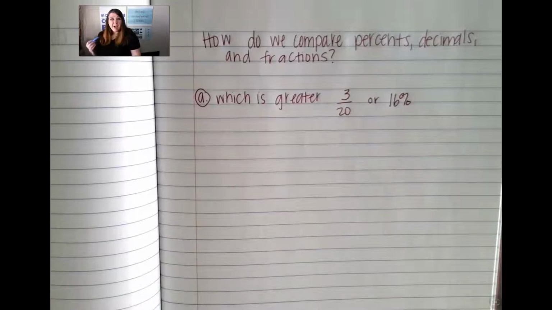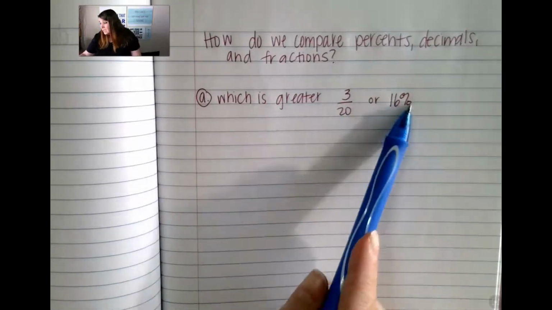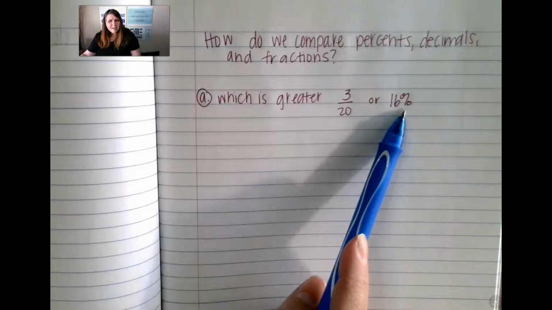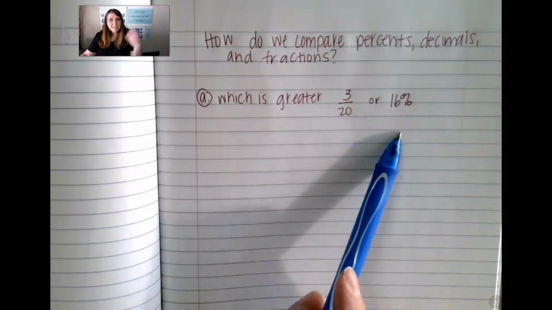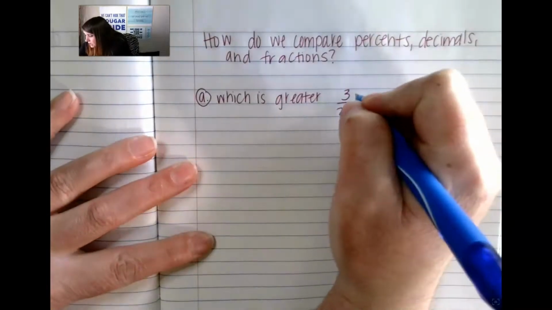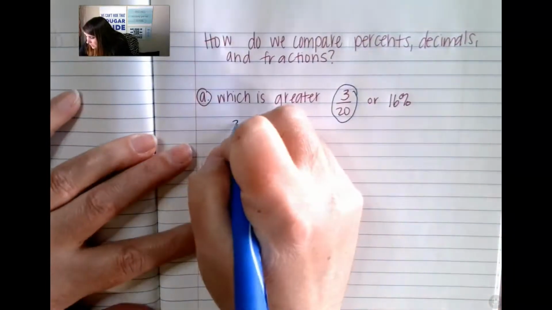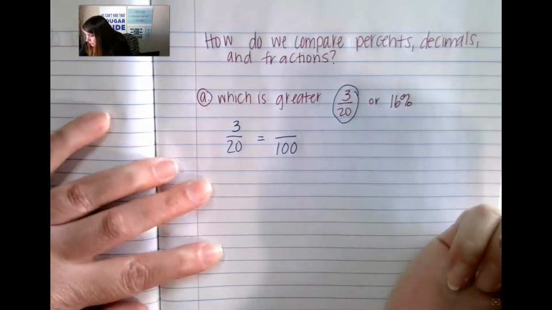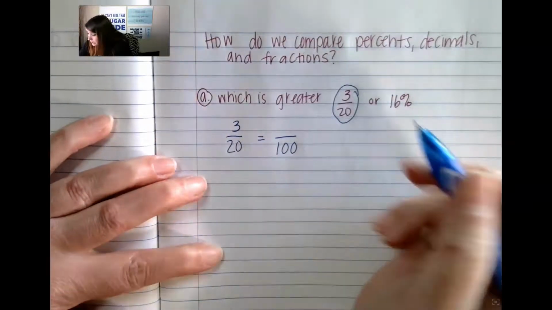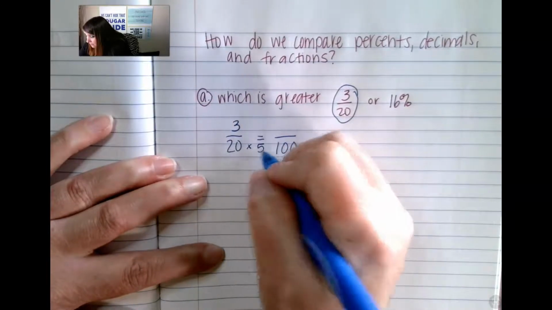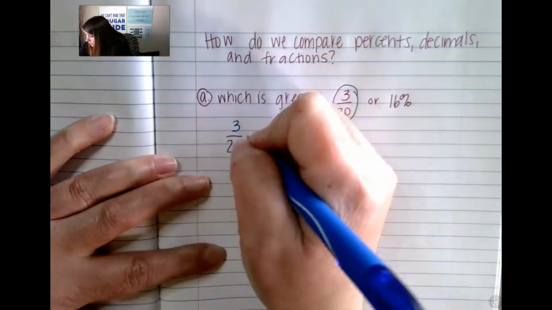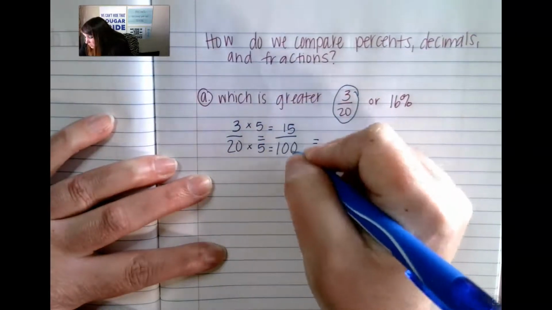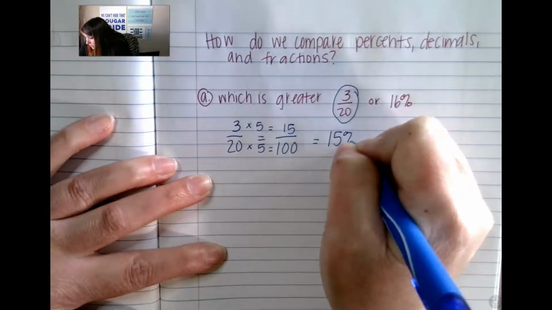So we're going to look at 3/20 or 16%. I don't like reducing fractions. If I made this into a fraction, it would be 16 over 100, and then I'd have to reduce it down, and that takes way too long. So instead, I'm going to take 3/20 and make it out of 100, and then compare. 20 times 5 gets me to 100. 3 times 5 gets me to 15. So this 15 over 100 equals 15%.